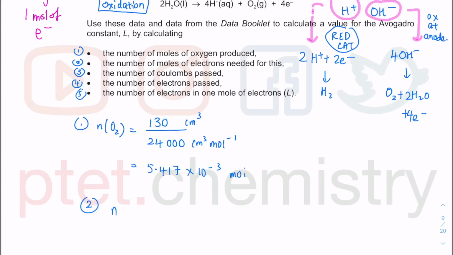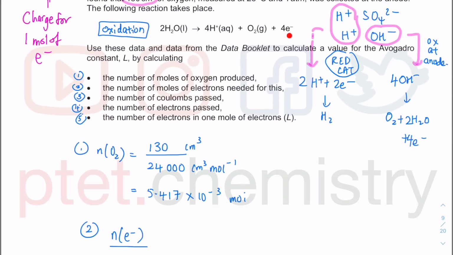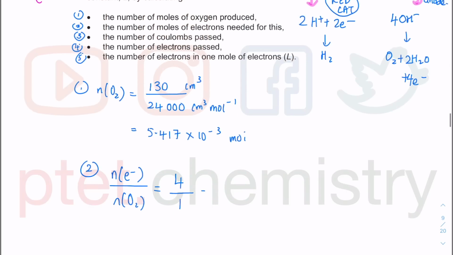Now, what is the number of mole of electrons? Well, from the equation, 4 mole of electrons is produced along with 1 mole of oxygen. So I will relate the mole of electrons to the oxygen. 4 mole of electrons is to 1 mole of oxygen. So what is my actual mole of electrons? It is to the 5.417 times 10 to the minus 3 mole of the oxygen.